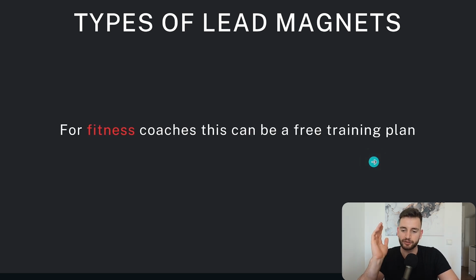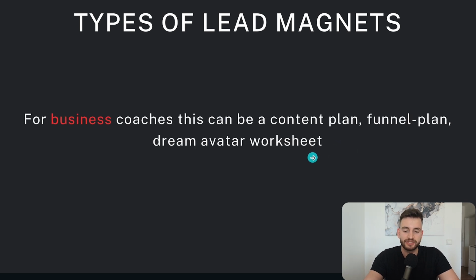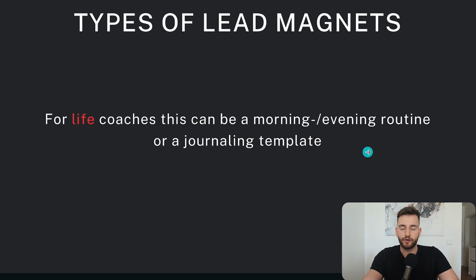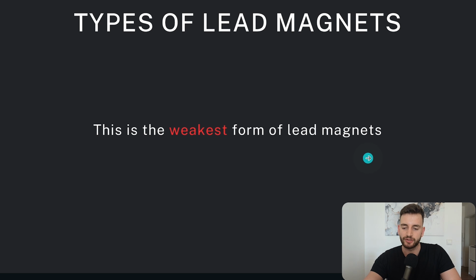So one I already talked about. For fitness coaches, this can be a free training plan. For business coaches, this can be a content plan, funnel plan, or dream avatar worksheet of some sort. These are like 3 examples for templates a business coach can provide. And for a life coach or mental health coach, this can be a morning or evening routine or a journaling template. Just for you guys as some inspiration on what templates you can provide for certain niches.